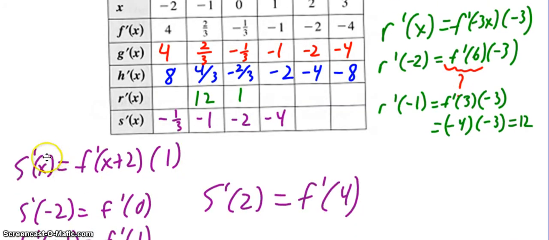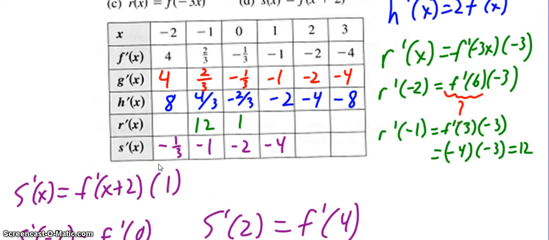Similar for s prime of x. So s prime of x is f prime of x plus 2, and then times 1 because I'm doing the chain rule again, but that part's not going to matter. So really, I just want to understand this is a horizontal shift, right? So in this case, the derivatives are just a horizontal shift, so I'm not going to be able to find the 2 and the 3 because I shifted everything to the left.